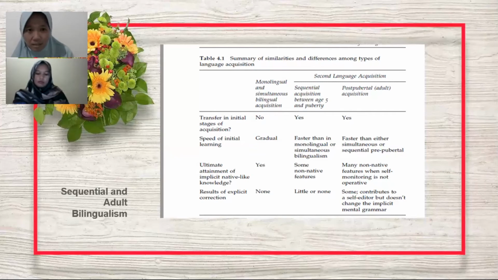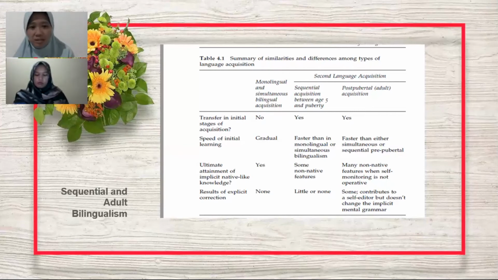The next is about the ultimate attainment of implicit native-like knowledge. In monolingual and simultaneous bilingual acquisition, there is an ultimate attainment, while in sequential acquisition between age 5 and puberty, there are some non-native features, and many non-native features when self-monitoring is not operative in adult acquisition.